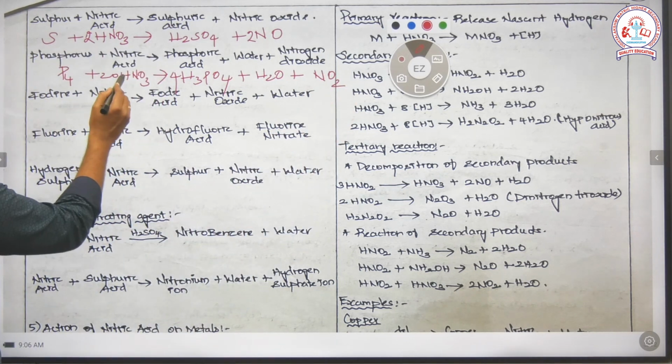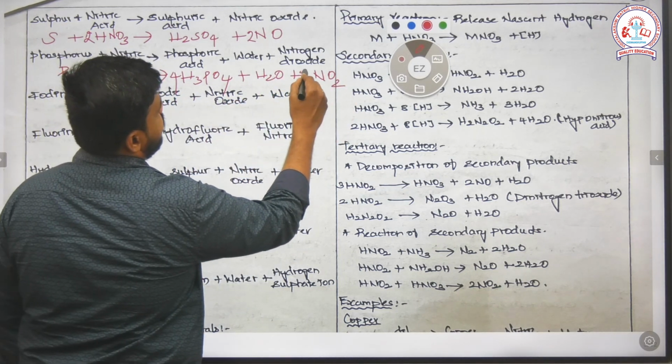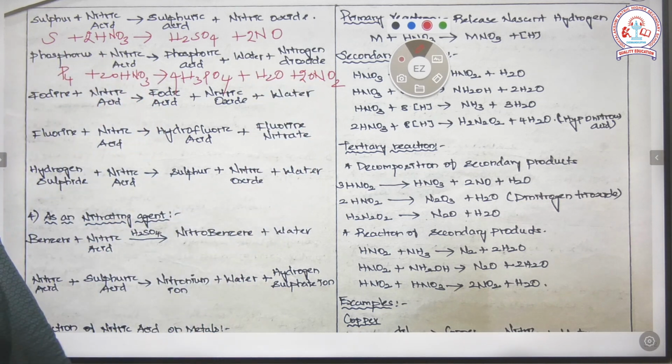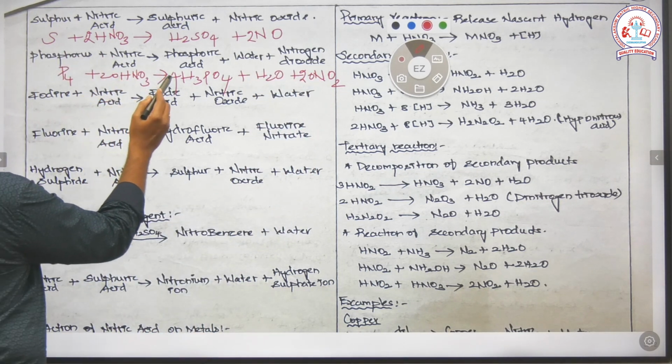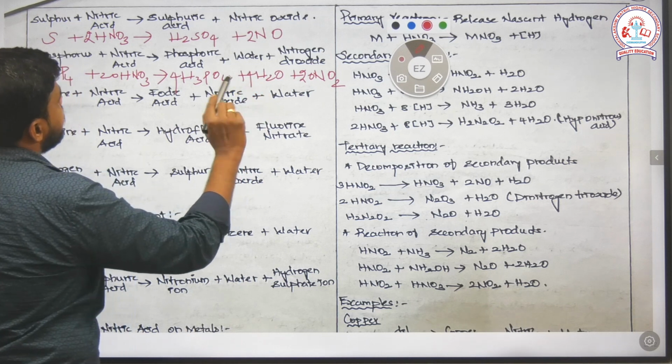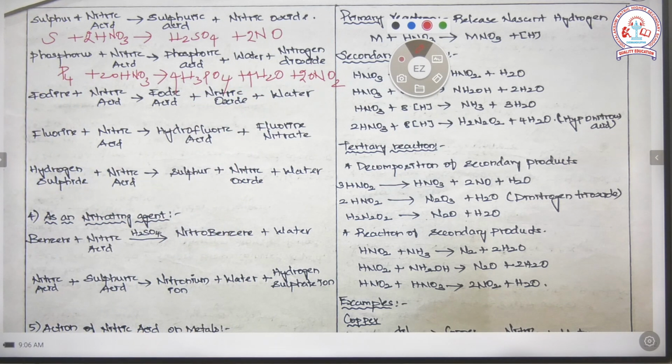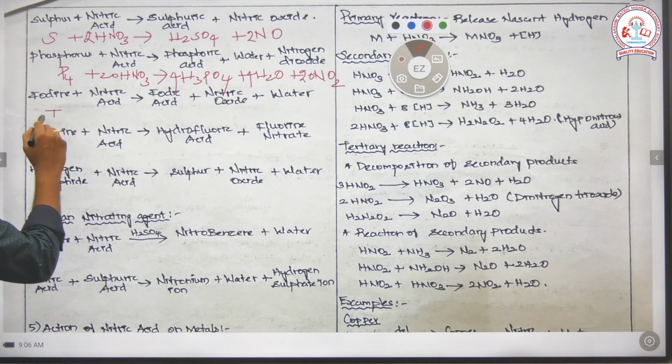We need to check the nitrogen. Nitrogen here it is 20. Then if I make it as 20, equation is balanced. Hydrogen we need to check. Hydrogen 20 here, here 12. If I make it as 4 here, equation balanced. That's all. Right. Next one, iodine.